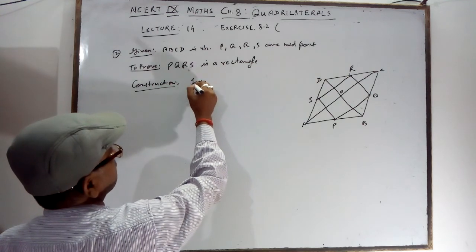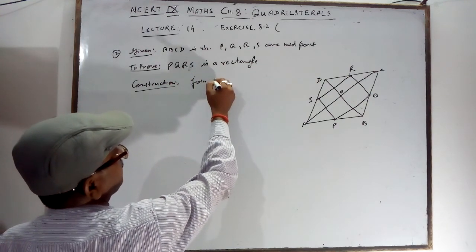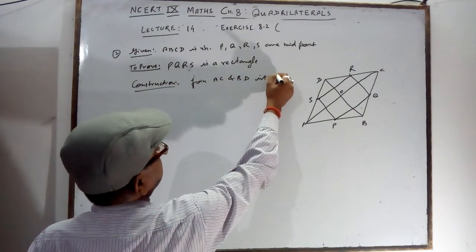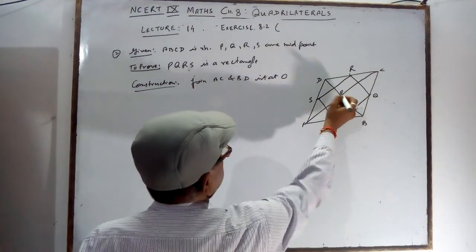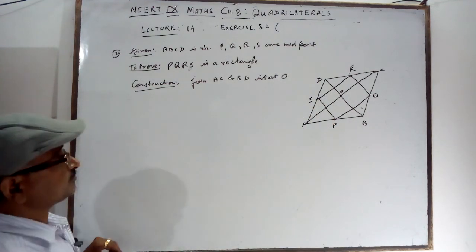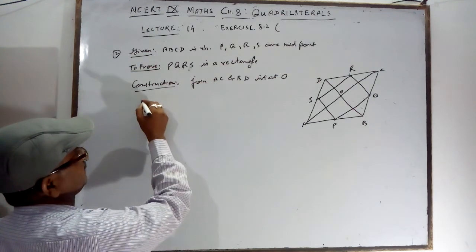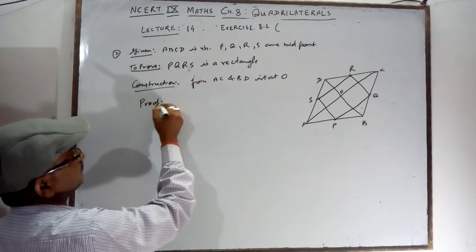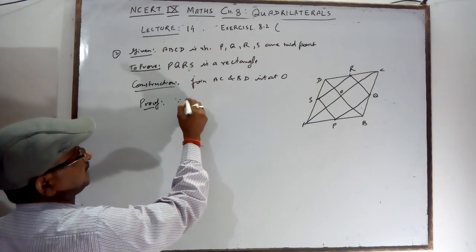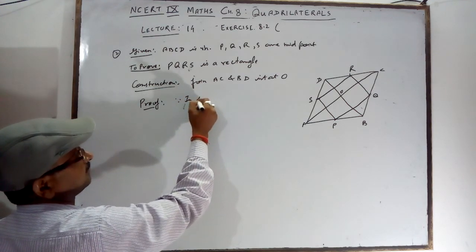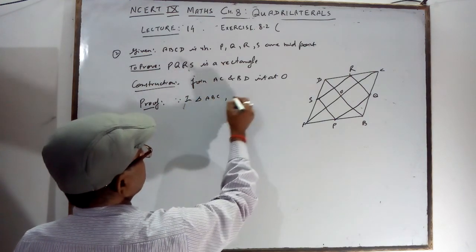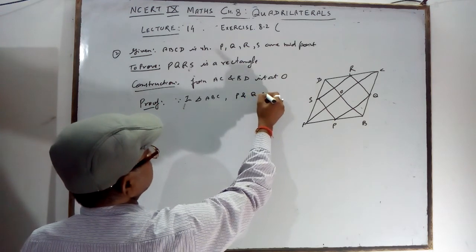Join AC and BD, which intersect at O. Other things are given. Proof: in triangle ABC, P and Q are midpoints.